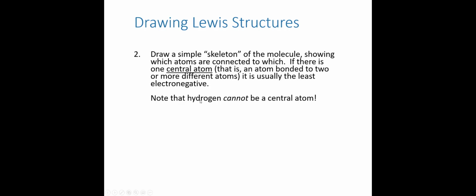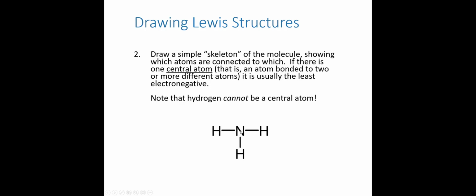Hydrogen can only make one bond, so therefore hydrogen can never be a central atom. So you'll never put hydrogen in the middle of the molecule, even if it's the least electronegative. It doesn't matter. Hydrogen can't be central. So in NH3, since hydrogen cannot be central, the only atom which could be central is nitrogen. So we'll put it in the middle, and then we will draw bonds to all the other hydrogens.